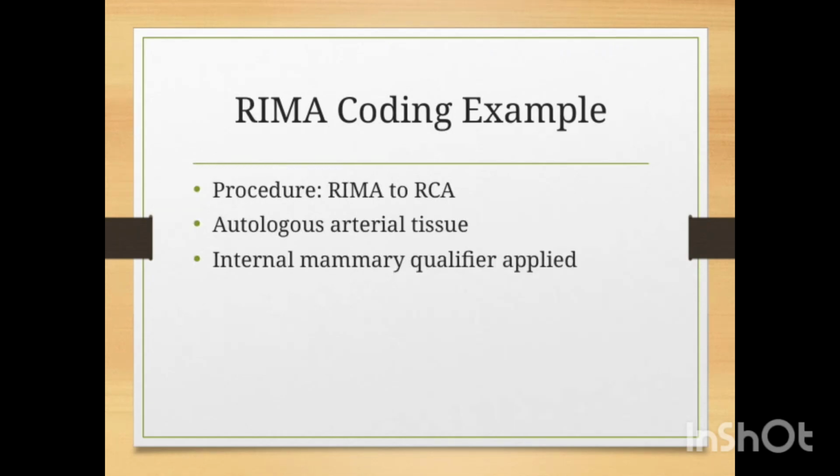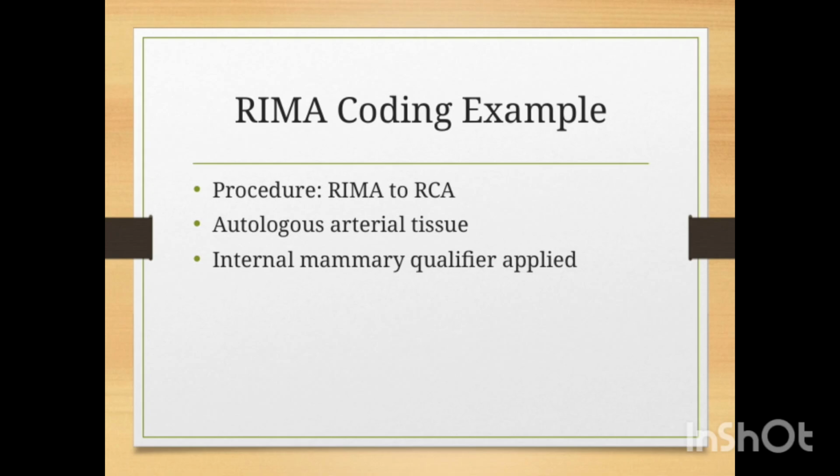Let's walk through the procedure from RIMA to RCA. First, we focus on using autologous arterial tissue, which means we're utilizing the patient's own artery, ensuring better compatibility and longevity. Next, an internal mammary qualifier is applied. This step is crucial for assessing the quality and suitability of the internal mammary artery before proceeding. We then look at a RIMA coding example, which helps us understand how to document and interpret this specific procedure accurately. Overall, these steps are integral to ensuring a successful graft, leveraging the patient's own tissue for a more durable outcome.